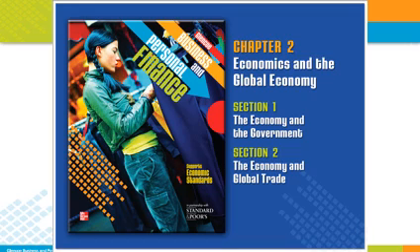We'll be doing this in two sections. All right, the first one is Section 1, which is the economy and the government. So let's get to it.